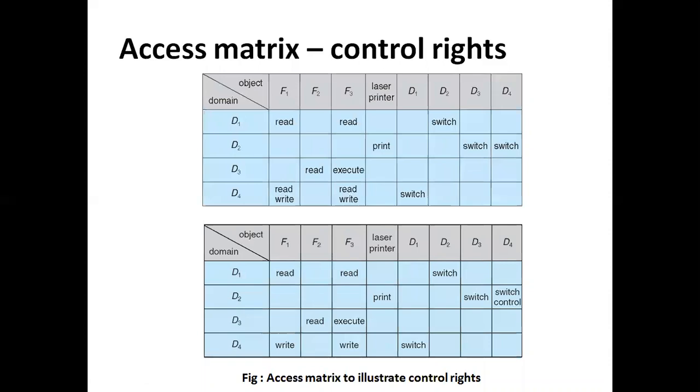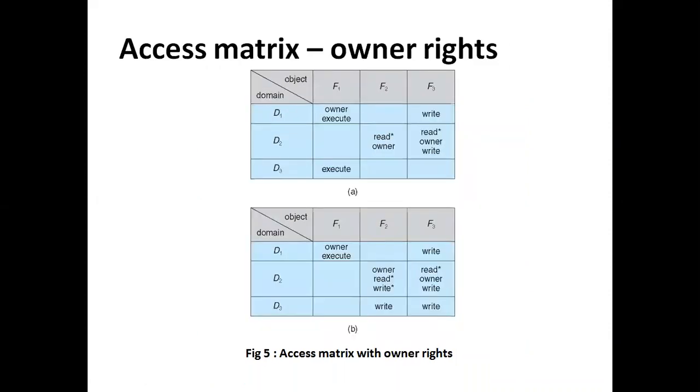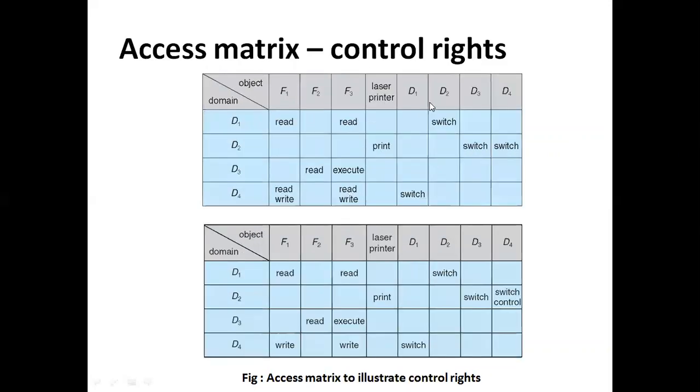Next, we discuss one more access right, which is the control right. This gives you the right for changing entries in a row. So far, we have been doing changes only in columns, right? We changed this column, this column, and this column. Whereas the control right allows you to make changes in a row, and the control right is applicable only to domain objects. Now these are the hardware and software resources, and these are the domain objects.